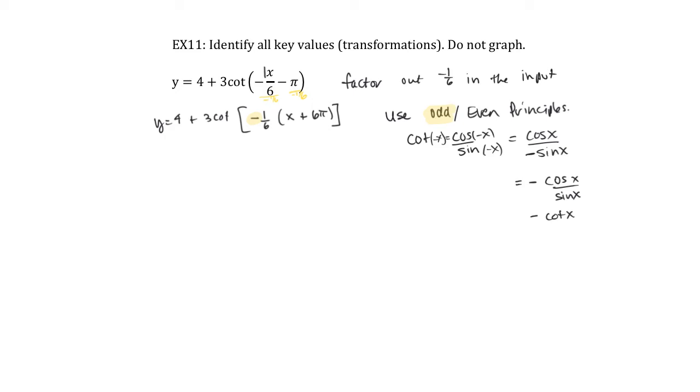So I'm going to use the odd-even principle. I'm not factoring here. I am using odd-even principles. Because cotangent is odd, out comes the opposite of cotangent of 1/6 x plus 6 pi. And just again to emphasize, I'm not factoring, I'm using my odd-even principle. So that's where this came from right here. All right, you with me? You still with me? Okay, so we're simplifying.